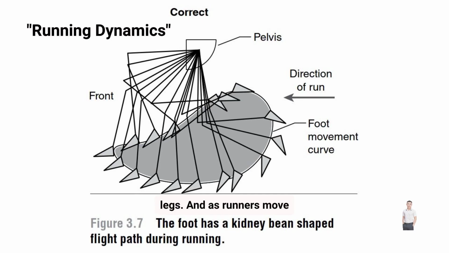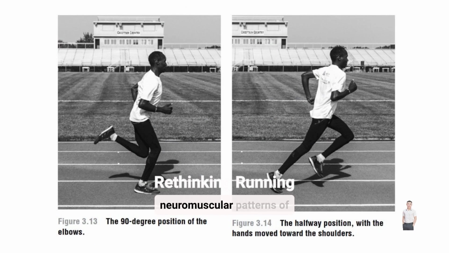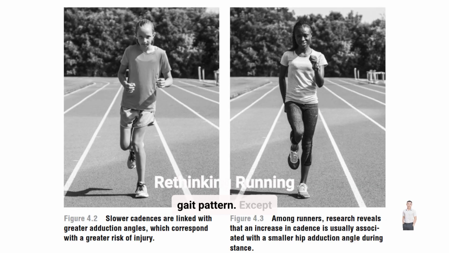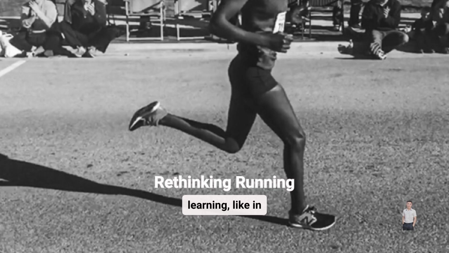And as runners move along, each foot traces a kidney-shaped line of movement through the air and over the ground. This is called the motion curve, or the path of the foot and leg during a stride. The basic mechanics and neuromuscular patterns of running are not so unique after all, and it is highly questionable whether each runner develops her own optimal gait pattern. Except for walking, no other human activity is viewed as being optimally developed without instruction and learning, like in running.